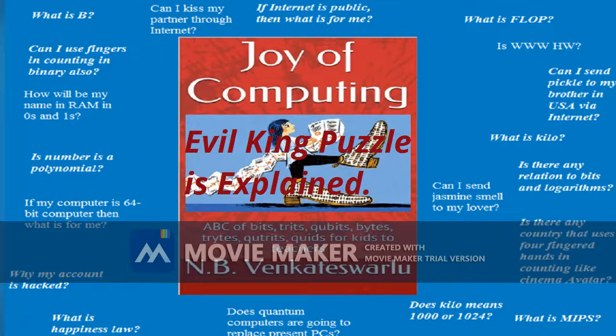I love to introduce my recent book, Joy of Computing. Rather, I love to introduce or explain a puzzle discussed in this book, that is, an evil king and his wine bottles. How does he identify a poisonous bottle among the given n bottles? This will be explained with respect to the binary system.